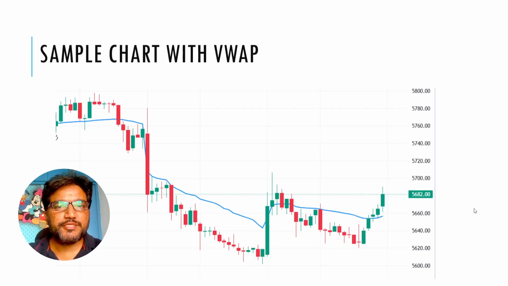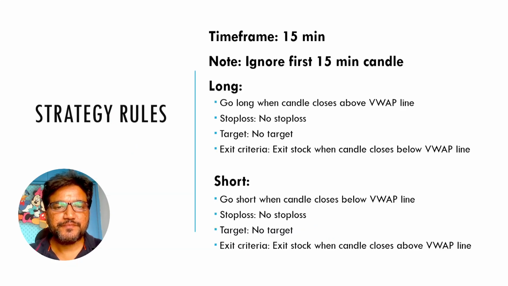So here is a sample chart with Vwap. This is a candlestick chart shown in this picture, and the Vwap line is shown in blue color. Generally the price keeps moving around the Vwap line. So we assume that if price closes above the Vwap line, it may be a signal for a long trade, or if the candle closes below the Vwap line, it is assumed to be a bearish trend and one can go short. Okay, that's the basic concept of Vwap.